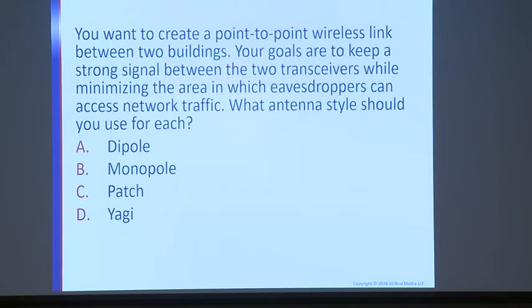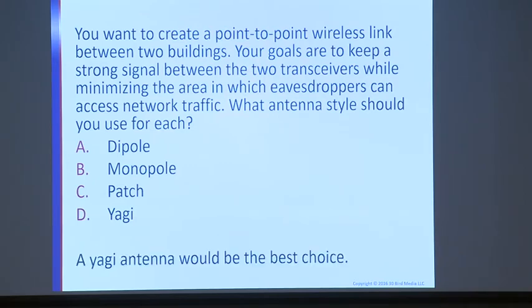You want to create a point-to-point wireless link between two buildings. Your goal is to keep a strong signal between the two transceivers while minimizing the area in which eavesdroppers can access network traffic. What antenna style should you use for each? Yagi, why? It is directional, yes. The Yagi is your best choice.